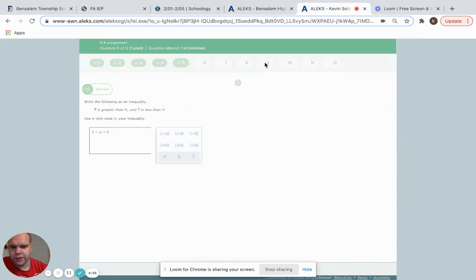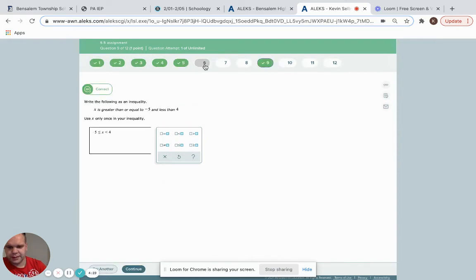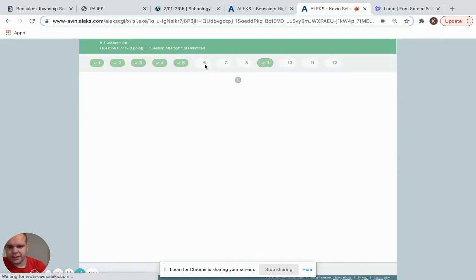Then I'm going to go over to number 9, just to practice this one more time. X is greater than or equal to negative 5 and less than 4. So greater than or equal to would be right here. I'm going to hit negative 5, greater than or equal to X. And less than 4. So I'm going to go ahead and click that and hit 4. Fantastic.